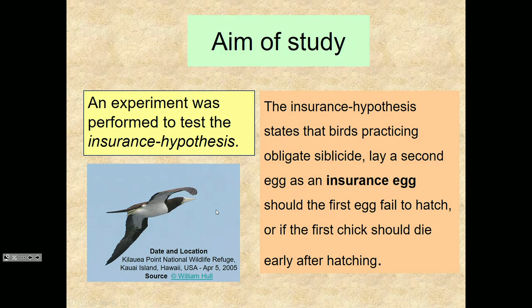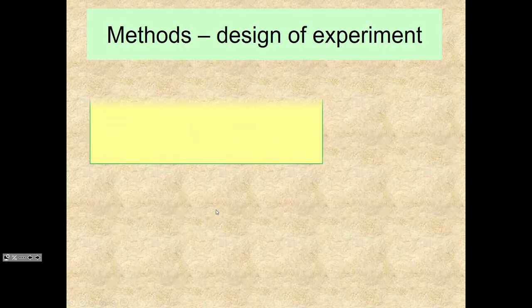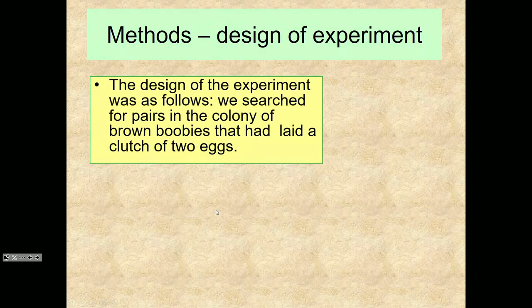So the aim of our study was to do an experiment to test this hypothesis, that they lay this insurance egg. Just to describe shortly the design of the experiment: we searched for pairs, because there was one pair here, one pair there, more or less like that, at least in some places. So there was a really frequent amount of nests.